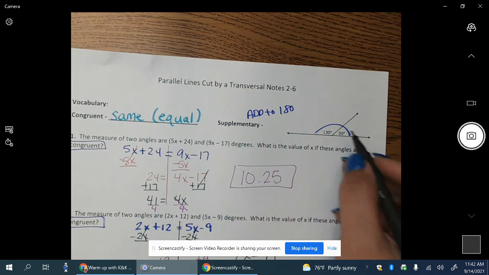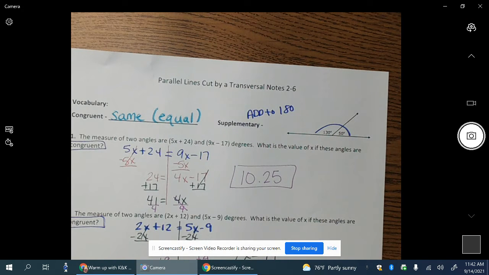Is 130 plus 50 180? Yes. So supplementary means add to 180. Supplementary adds to 180. Girls, tell me.